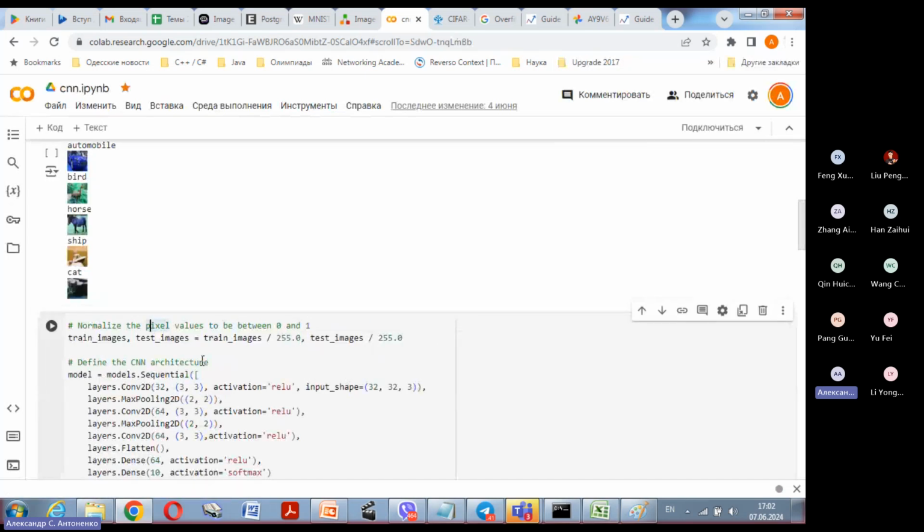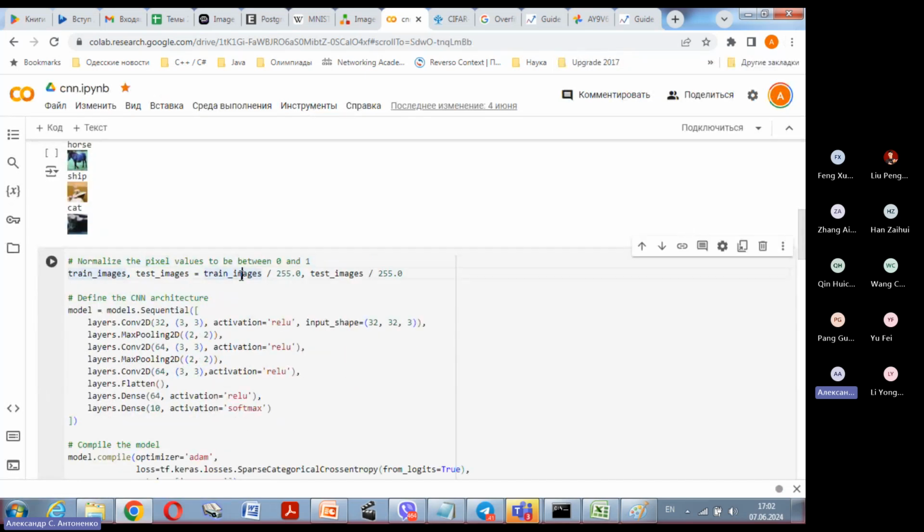Then I need to normalize, because my pictures have color components from 0 to 255, but a neural network works better with numbers from 0 to 1. So I will normalize them, so all values are between 0 and 1. I simply divide both train images and test images by the maximal number, 255.